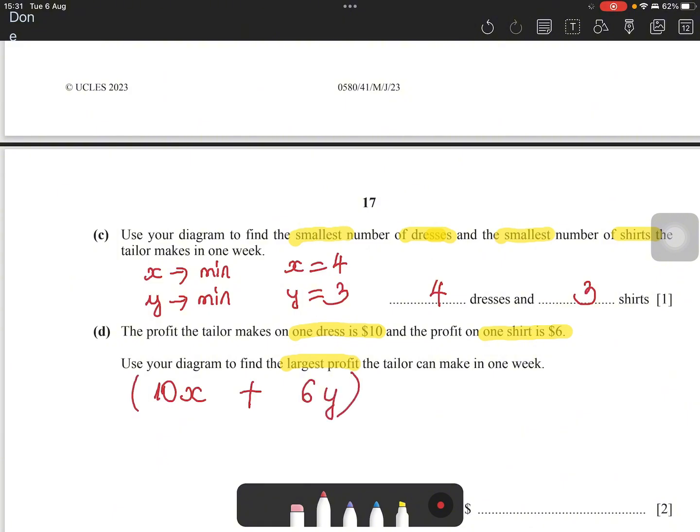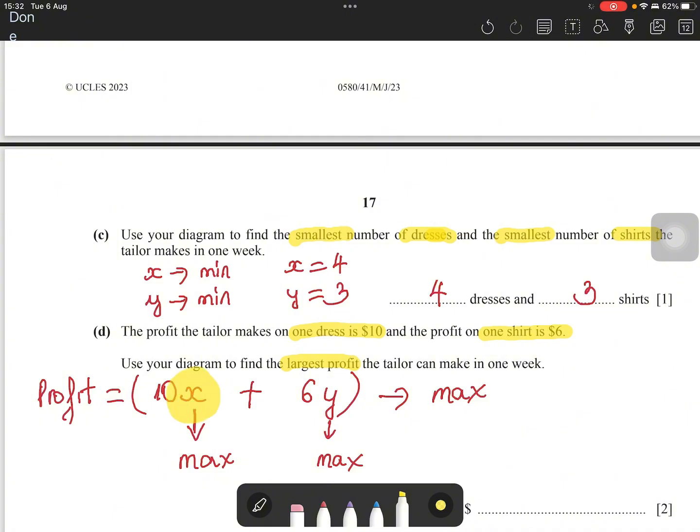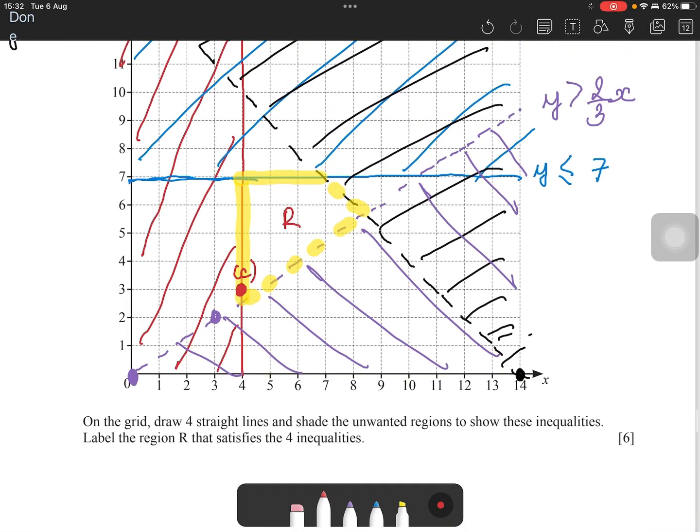And we want this profit. This is the profit. We want it to be the largest. I want the maximum value. So in this case, you see that 10x + 6y, and we want the largest value for this. And 10 is bigger than 6, so we need to prioritize x. x should be the biggest value, and y is also the biggest value, but we need to prioritize x. So let's check the region R.